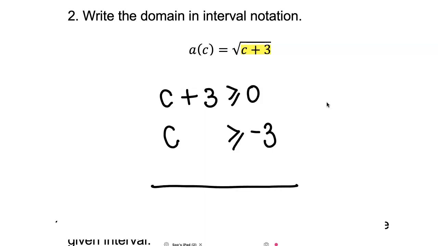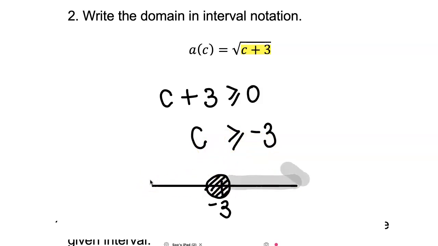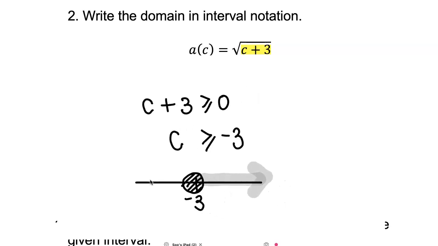Look, if I plot that negative 3, draw a closed circle because it can be equal to negative 3. Should I go to the right or left? When they say c is greater than negative 3, do we go to the right or left? Well, if it's greater, then we go to the right side. So that's what the interval will look like.